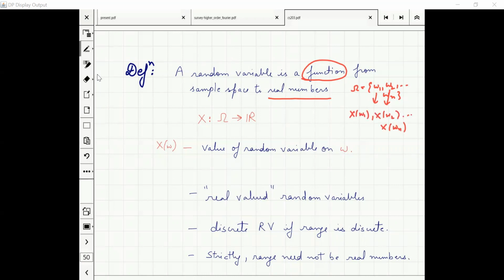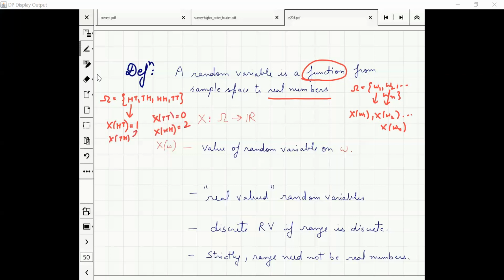Suppose I toss a coin twice, what will be my sample space? Head-head, head-tail, tail-head, and tail-tail. And if I say that my random variable should count the number of heads, then for this omega, what is X of omega? What is X of HT? 1, right? X of TH is also 1. X of TT? 0. And X of HH is 2. Right? So this is the simple function I am talking about.